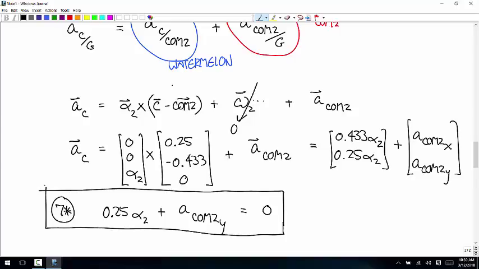Okay, so now we have 7 equations, 7 variables. Make a matrix for it, solve it with reduced row echelon form.